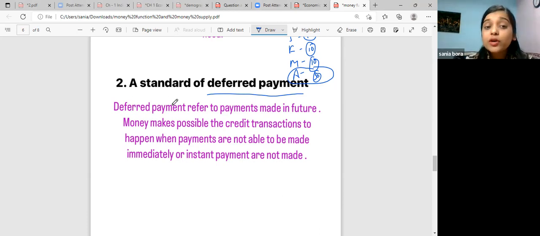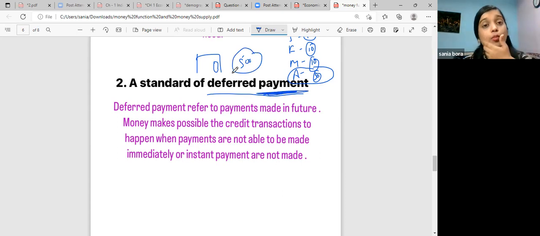Okay, so deferred payment refers to payment made in future, right? For example, you went to a mall and bought a new dress. You made a payment of 500 rupees, so that is the payment. But if you bought the dress today, but you will be making the payment tomorrow or maybe next month, next week, or next year, whenever it is, then that payment will be known as deferred payment. F is for future. So deferred payment refers to payment made in future.